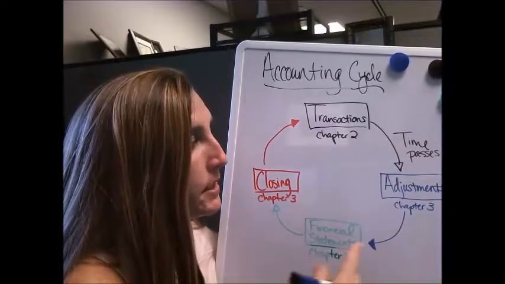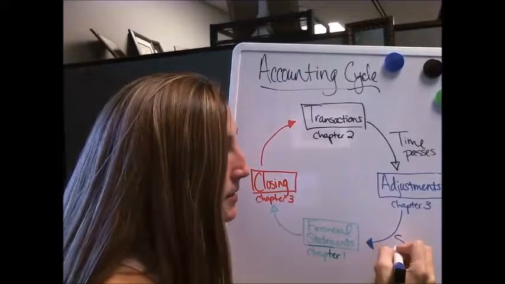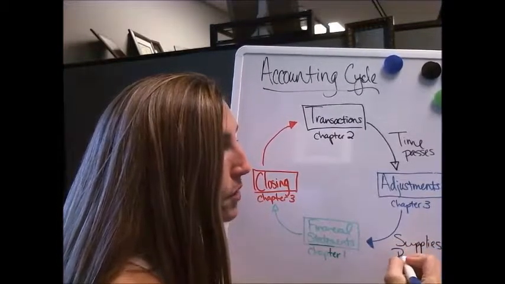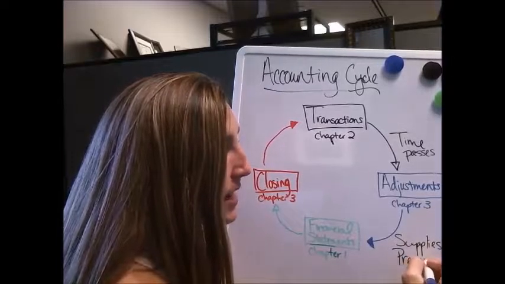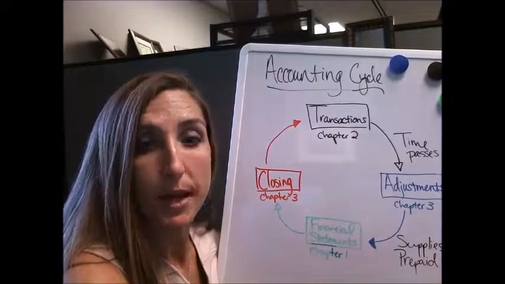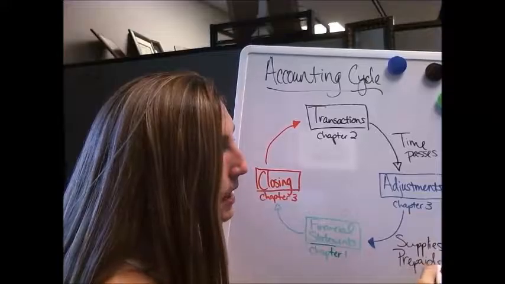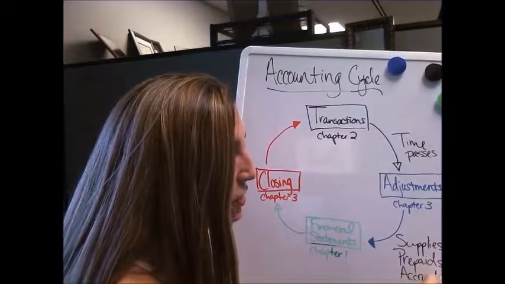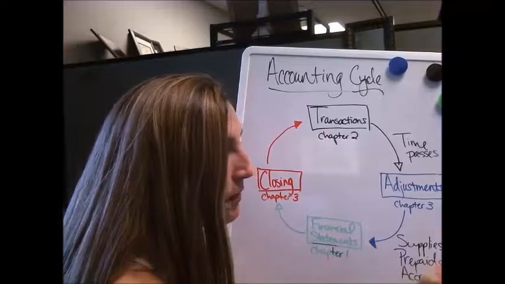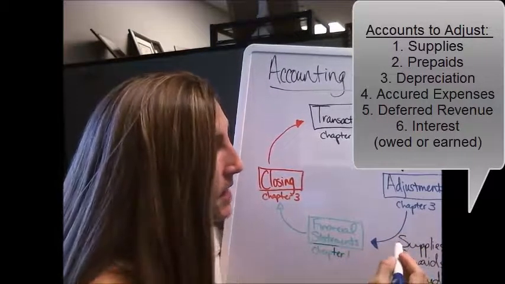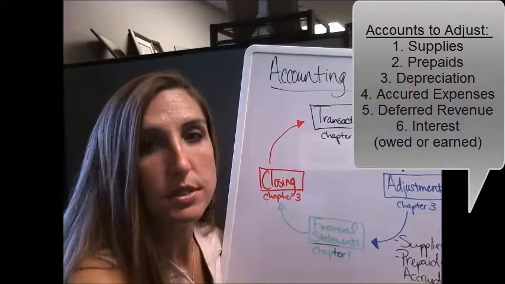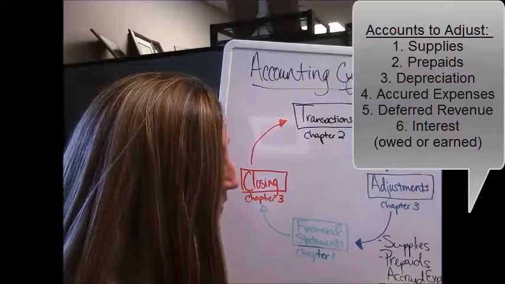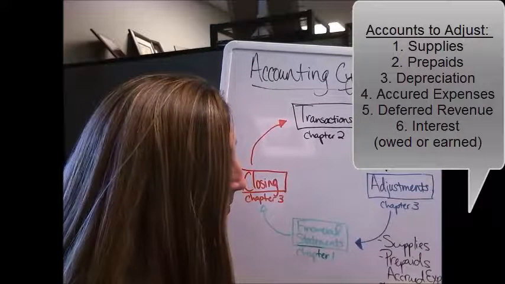Certain accounts that need to be updated or adjusted would be supplies, prepaids, accrued expenses, which means those are things that happen but they haven't been paid yet. So prepaid, supplies, accrued expenses, depreciation, which is also the usage of some asset. These items, when they get used, they will need to be expensed. Depreciation is the usage of our long-term assets.